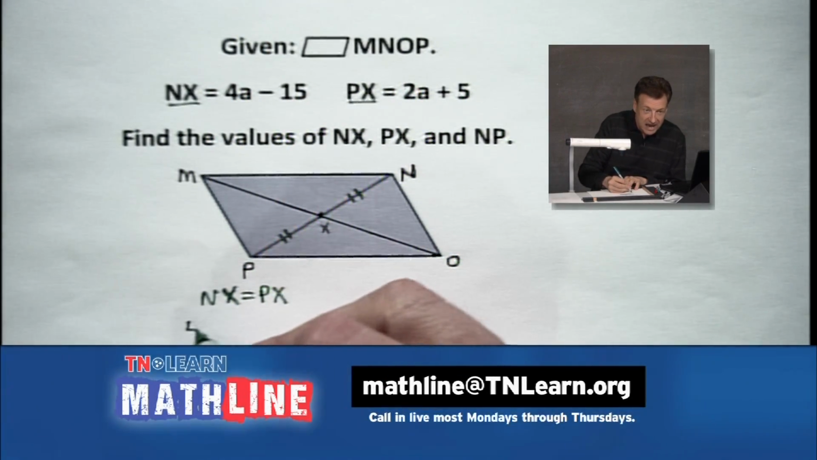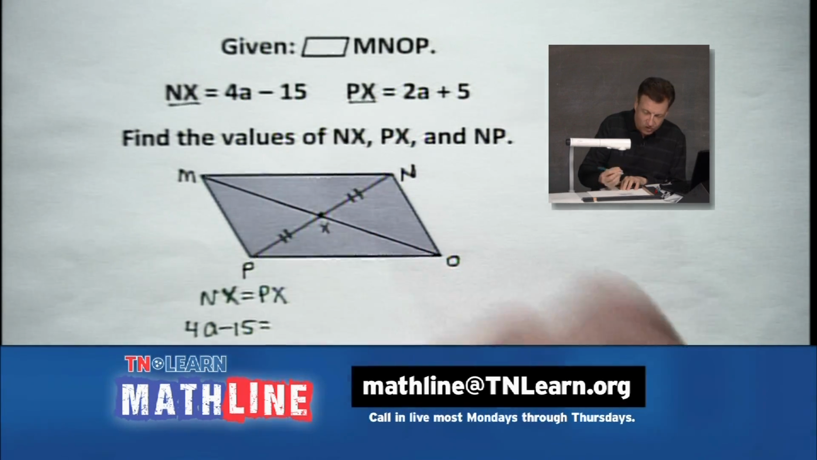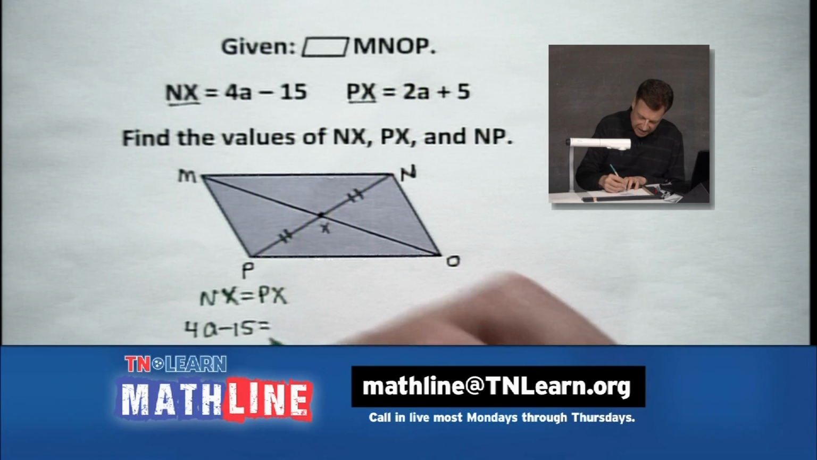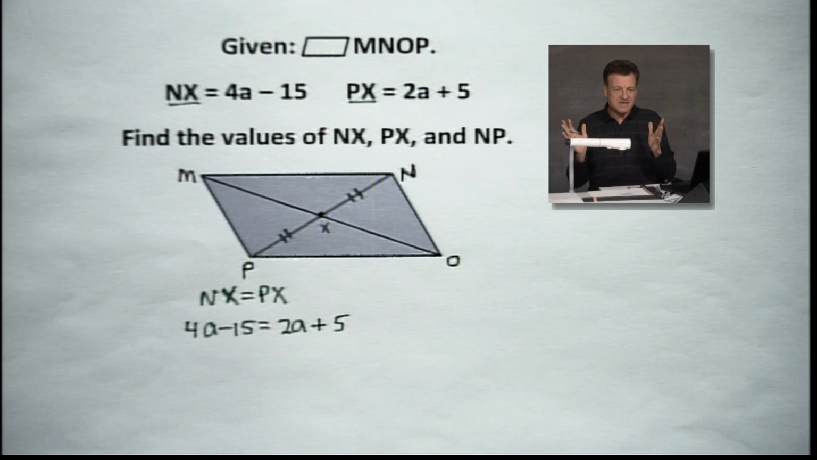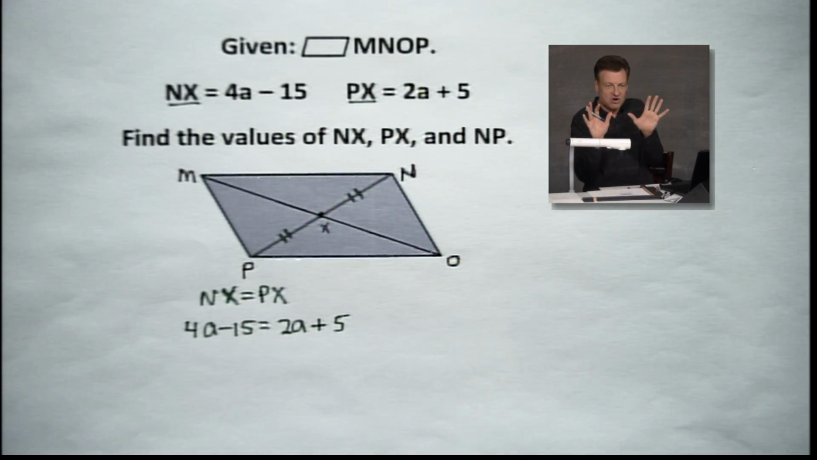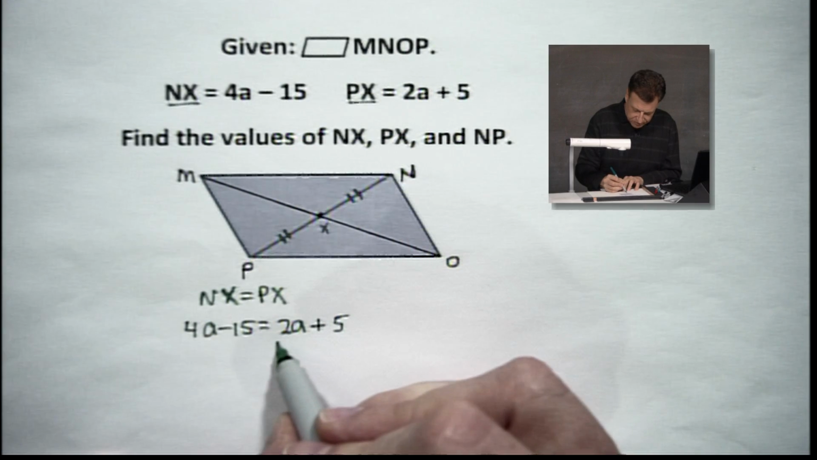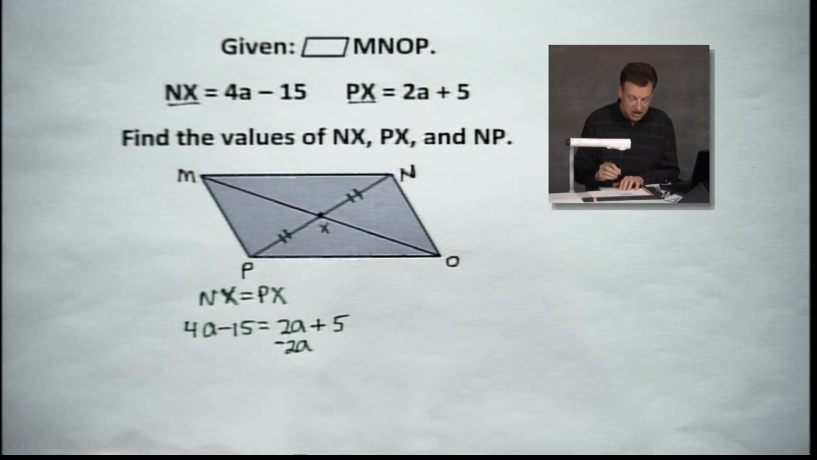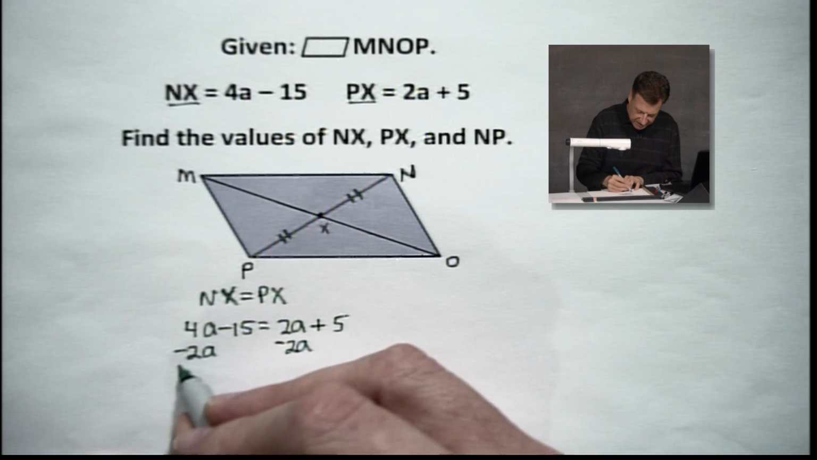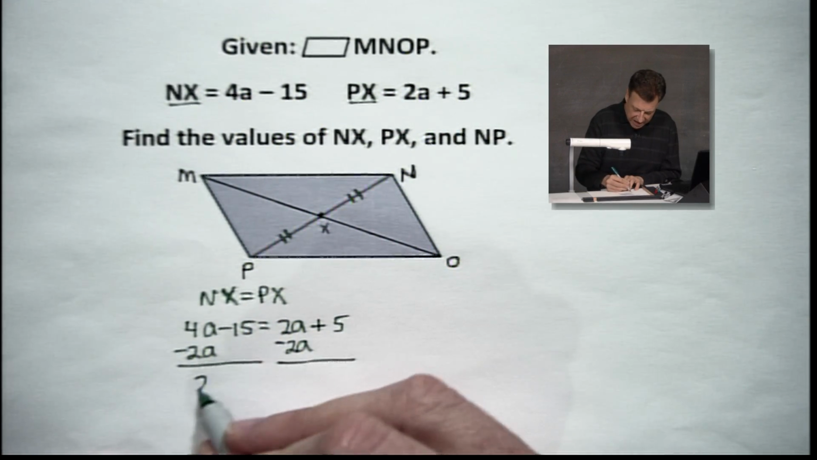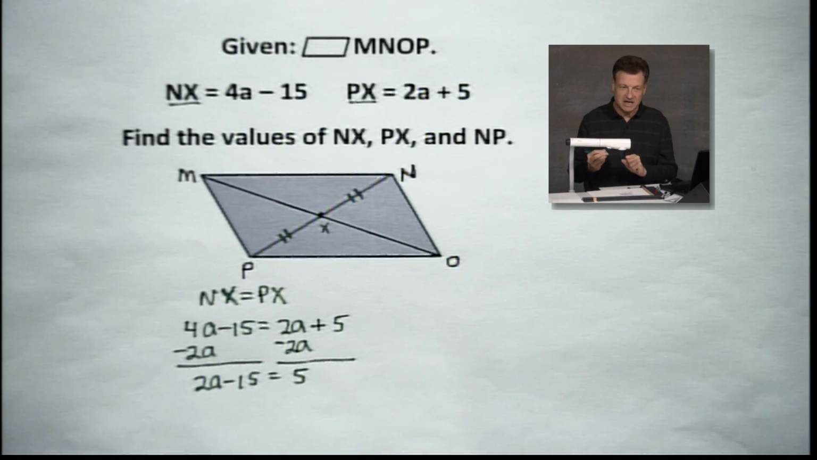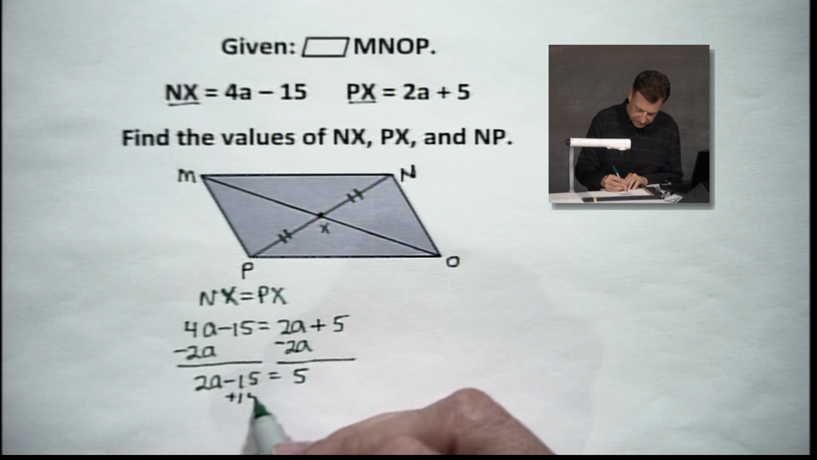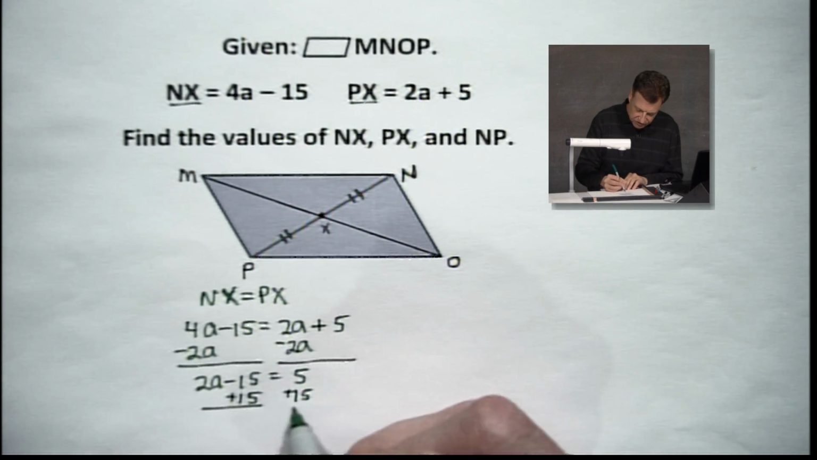We have 4a minus 15 on one side, and on the other side, we have 2a plus 5. What we've got to do is get the a's by themselves. That's what we're working after, all right? So let's subtract 2a off the right-hand side, and the same 2a off the left-hand side. Well, look where we are: 2a minus 15 equals 5. I like that because I see something coming. Let's add 15 to both sides. Story goes, 2a equals 20.